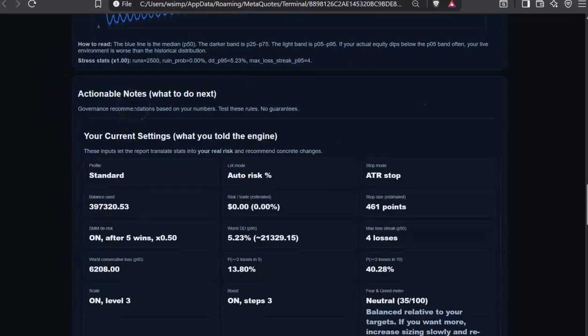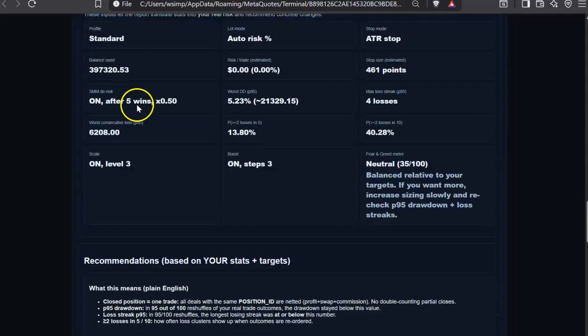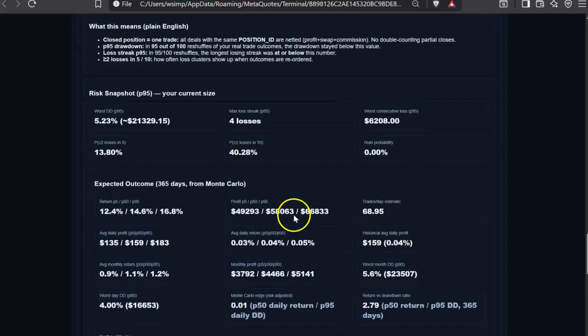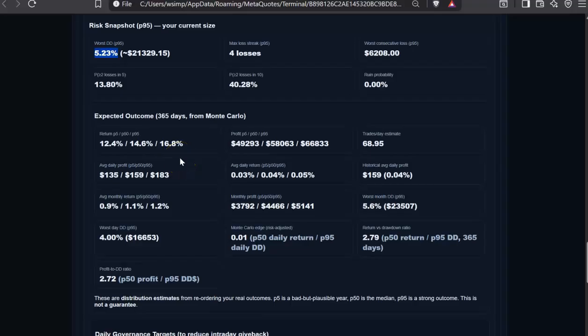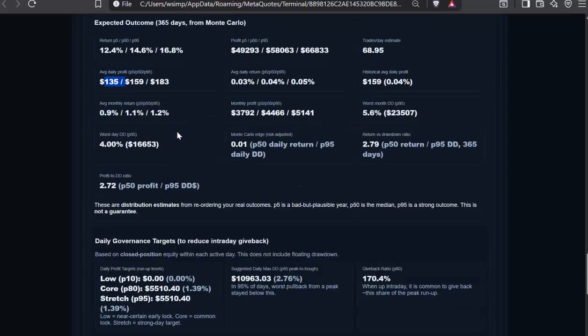And we don't need to worry about that because we didn't put the settings in. So this is your risk snapshot. So this is telling you the worst drawdown is 5% on the current settings. And this is giving you your average daily profit targets. P5, P50, P95. This is just the expected outcomes.